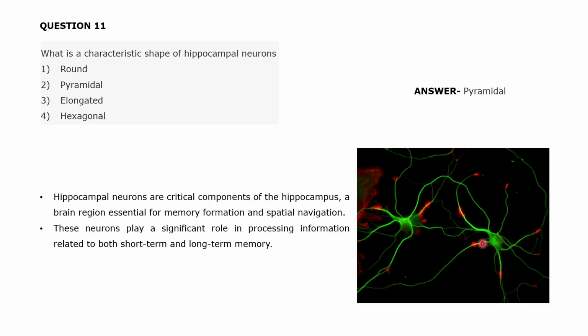As it is associated with memory, if memory is lost, people cannot recall anything. That's why hippocampal neurons are an important field of study. Does anyone have any doubt regarding this? I think this is clear. It's just a basic question, right?